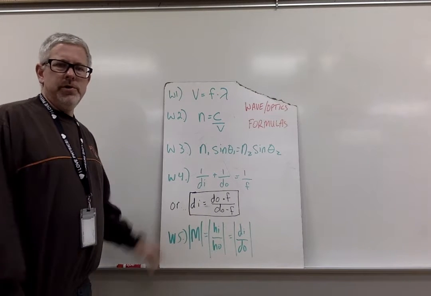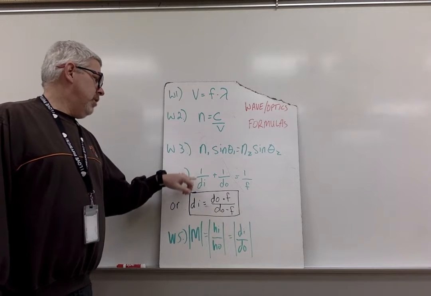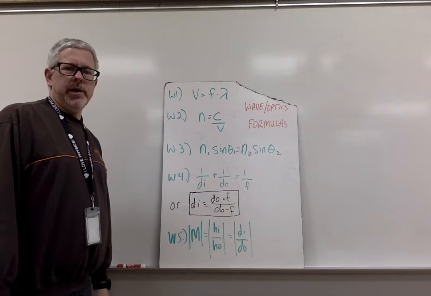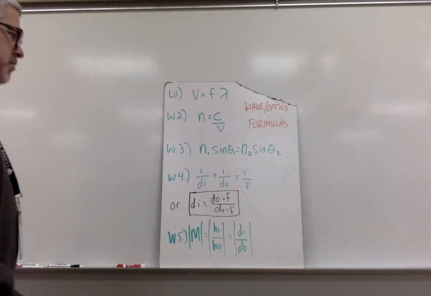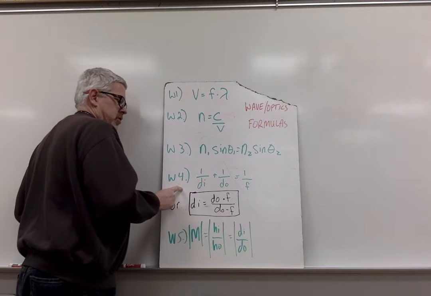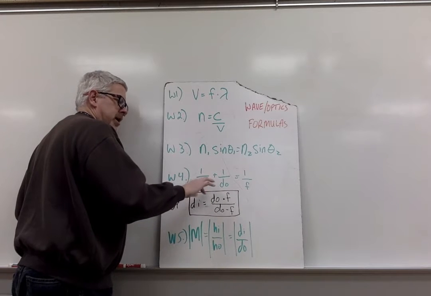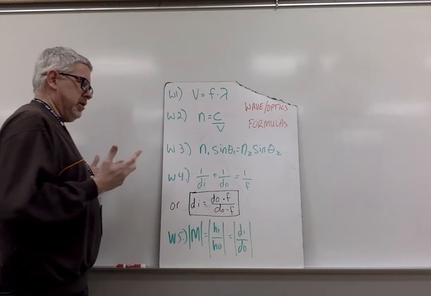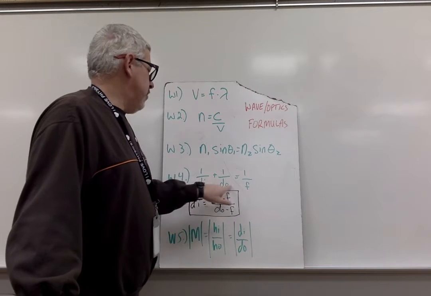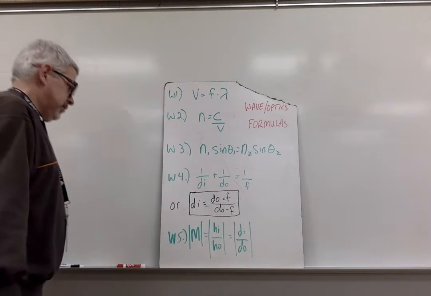W4 is a general equation for lenses and mirrors, so it's really quite important. So 1 over the image distance plus 1 over the object distance equals 1 over the focal length. In this particular case, your formula sheet shows this differently. It shows it as SI and SO. I'm not sure why they chose to use S's for position in those places, but they did. All these are measured from the optical device, so from the surface of a mirror or lens.